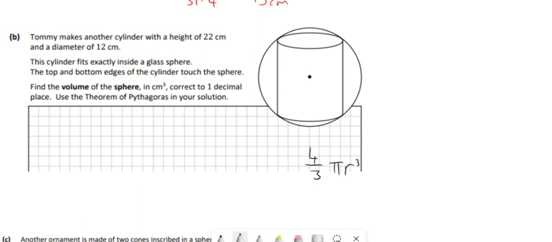Yes, the height of the cylinder is 22. You're going to end up making a right angle triangle here. From where the edge of the cylinder meets the top end of the sphere, we're just going to draw a line from the center, and then another line up to where the top of the cylinder is. That has to be 11, because the height of the cylinder is 22, so half of it is 11. And then this bit here would just be the radius of the cylinder.